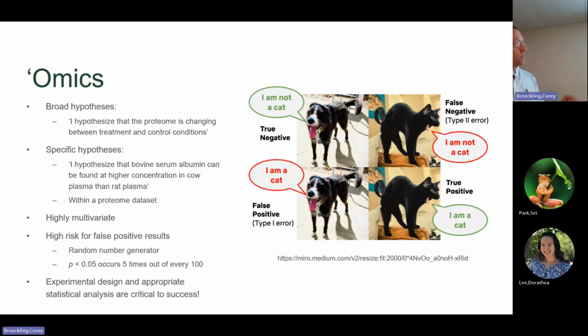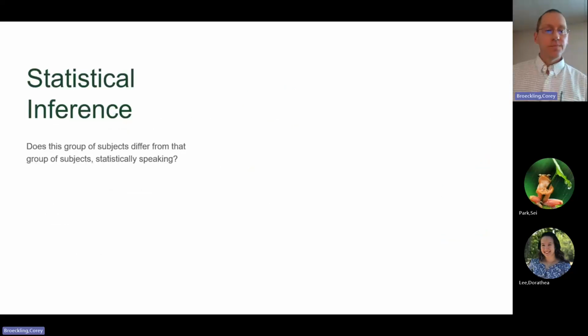That's what we want our statistics to give us. And we get there in part through experimental design and appropriate stats. And they're really important in omics studies. So I just want to emphasize that very strongly up front.